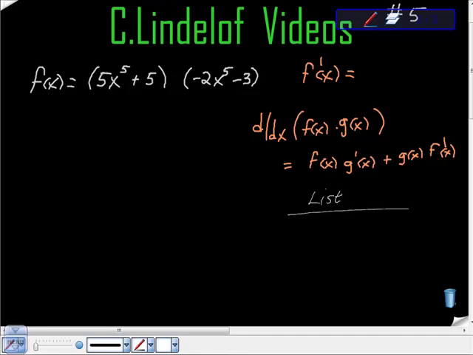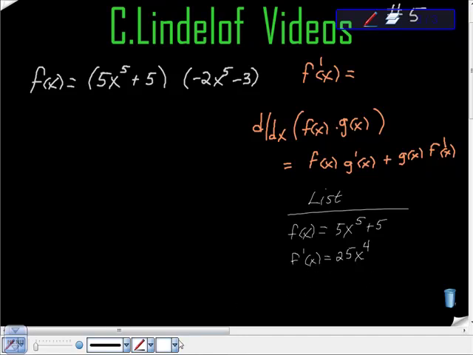So here's my list. F of x is my first function, and that's going to be 5x to the fifth plus 5. I'm going to take the derivative of that function, which is 5 times 5 is 25, right? 25x to the fourth. So far, so good.